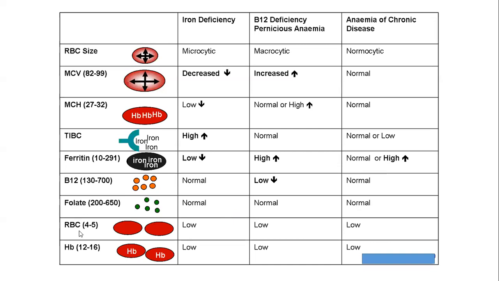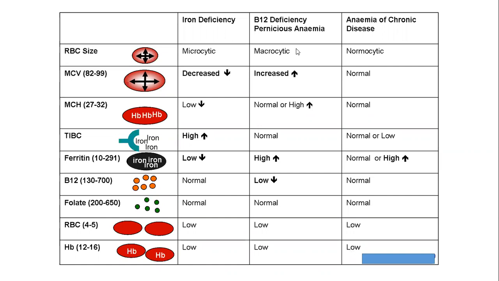The red blood cell, this is red blood cell size, this is red blood cell number. In case of iron deficiency, it's supposed to be low. Hemoglobin amount 12 to 16, it is low. B12 deficiency, it is low. Hemoglobin lower. And anemia of chronic disease, low and low.